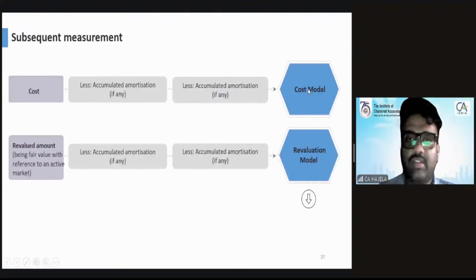But you guys understand that there's a cost model, there's a revaluation model. We can follow either of these models that we wish to for subsequent recognition. All right.